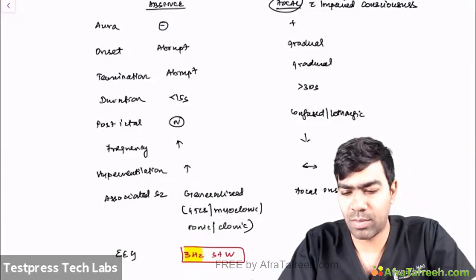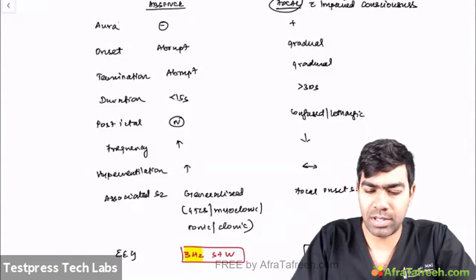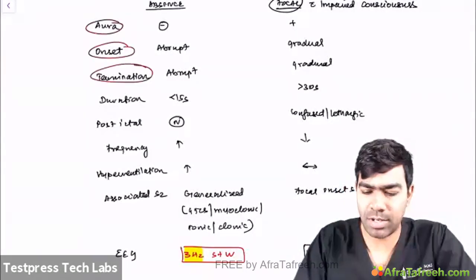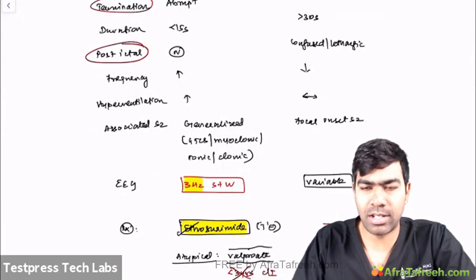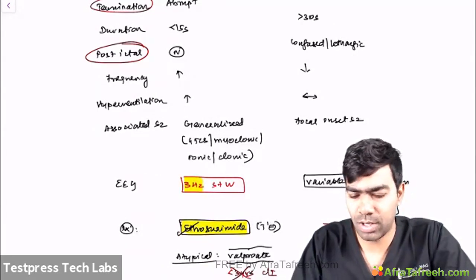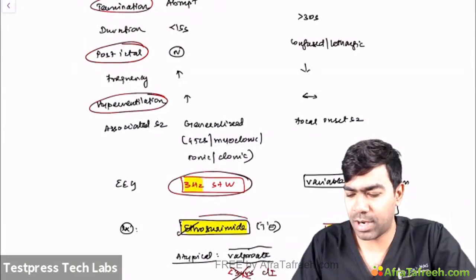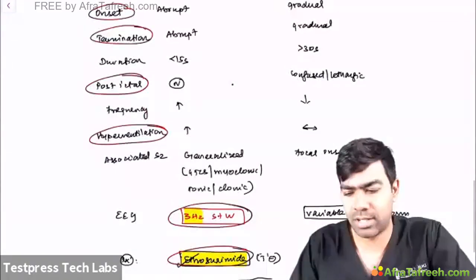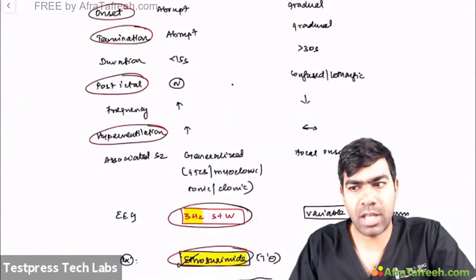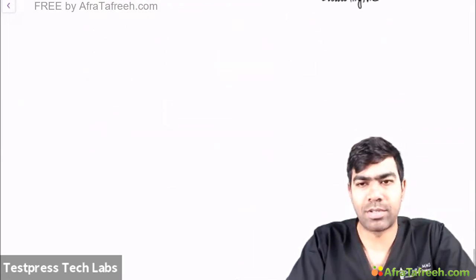And once again, as a part of review, the most important feature of absence is the absence of aura, onset and termination that is going to be abrupt, and there is no post-ictal state, and there will be no loss of postural tone, and hyperventilation as the trigger, and this classic 3 Hz spike and wave pattern, and ethosuximide as the drug of choice. So these are the points that you have to at least be thorough with before going to the exams. It's a very common question in exams about the absence seizures.